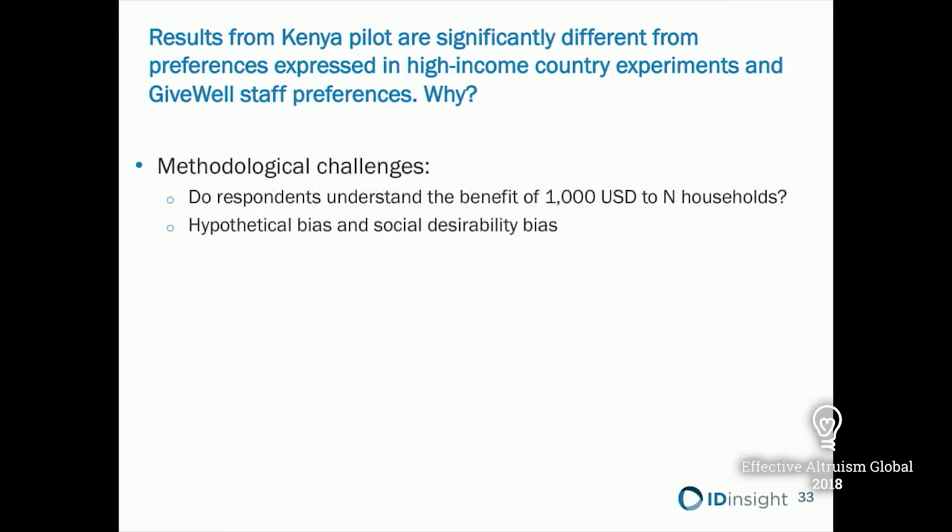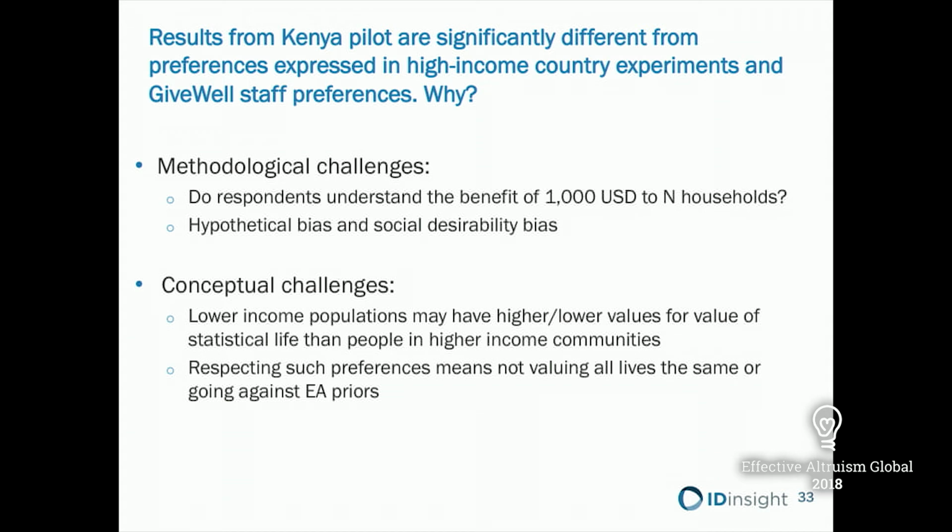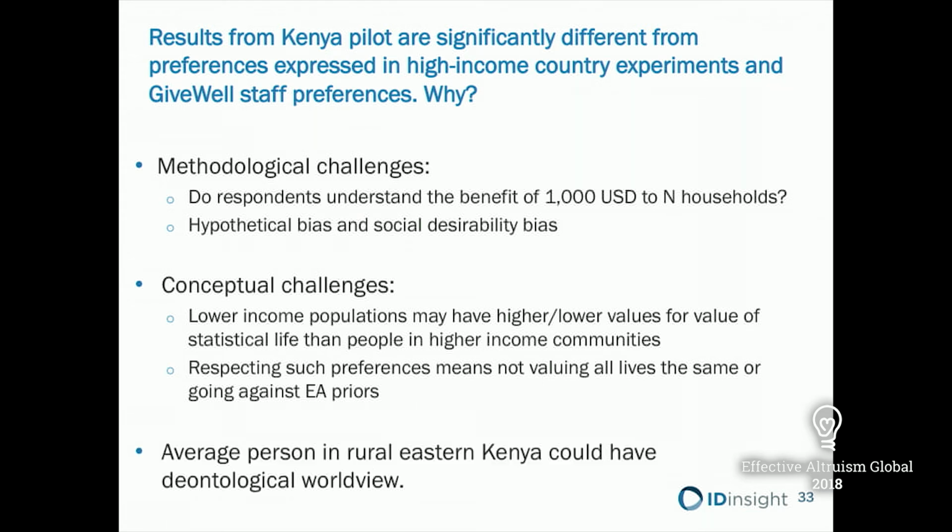So you could just say it's methodological challenges. People don't understand the value of $1,000. They might have social desirability bias, wanting to seem magnanimous to someone who's dying. There are conceptual issues. Maybe they actually have different values of life than people in high-income communities. But respecting those preferences might mean valuing lives there less than valuing lives here. But then the reality could be that the average person in rural eastern Kenya has a deontological worldview, and EAs have utilitarian worldviews. So what do you do in that case?